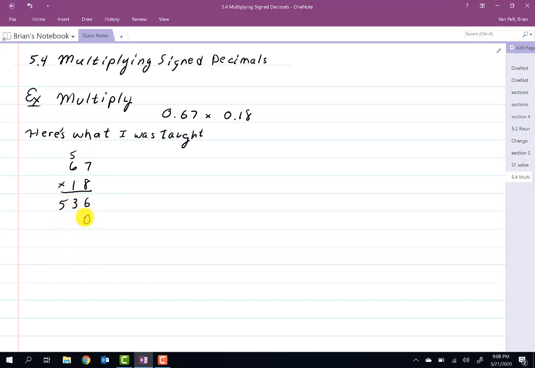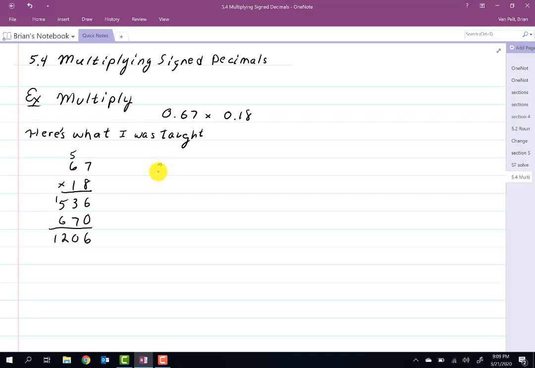Now the next line, you start with a 0 because you're multiplying everything by 10. So 1 times 7 gives me 7, and then 1 times 6 gives me 6, and then I add these rows up. Carry the 1. So this is what my teacher did.